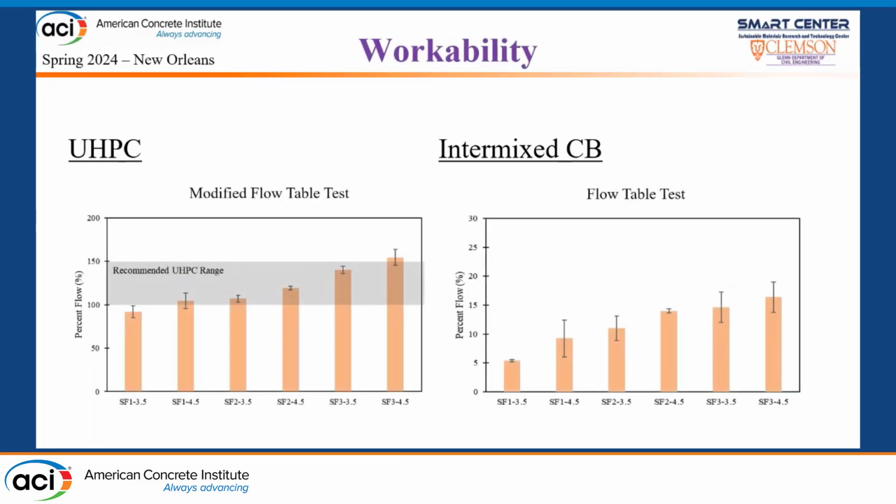And this, when we look at workability, leads to 2 very different results. On the left, we see our workabilities via the modified flow table test, pretty typical for UHPCs, and generally want to be around a range from 100 to 150% flow. For our mixes, we were slightly above and slightly below that, giving us a little bit more breadth of work. On the right, we have our intermixed calcine bauxite mixes, and those were done via the more standard flow table test, where you're dropping the table, and we're seeing flows between 5 and 15%. So drastically different materials because they have a significant amount of coarser HFST aggregate in the mix.